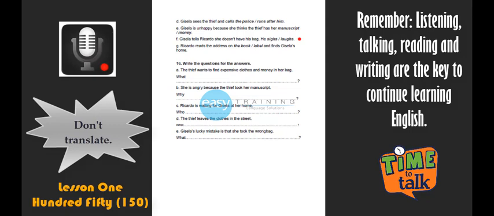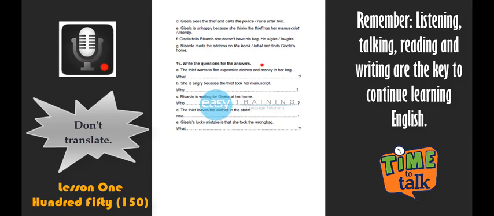F. Gisela tells Ricardo she doesn't have his bag. He sighs or he laughs. And G. Ricardo reads the address on the book or on the label and finds Gisela's home. Activity 16 consists in making the questions to these answers. You see 5 answers and you must ask the question to each answer.